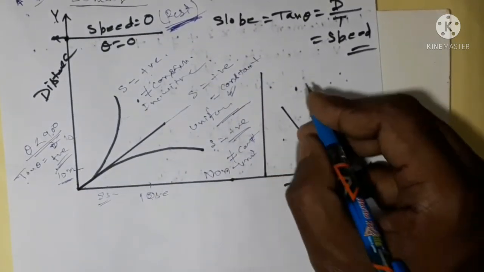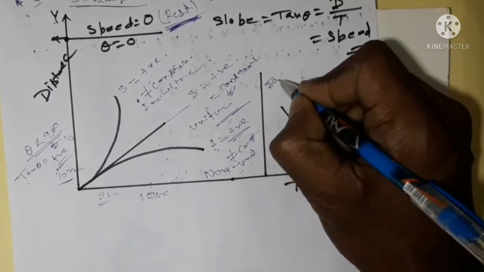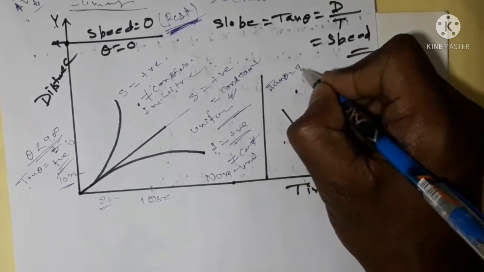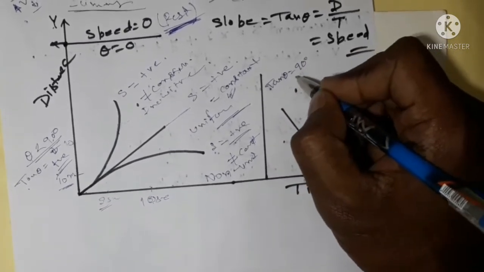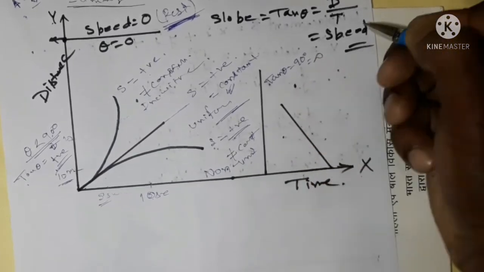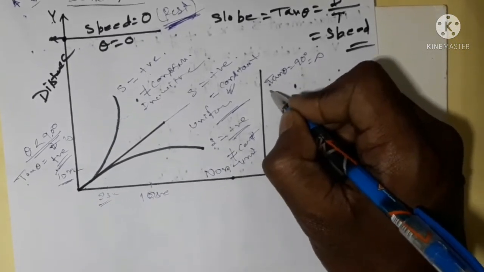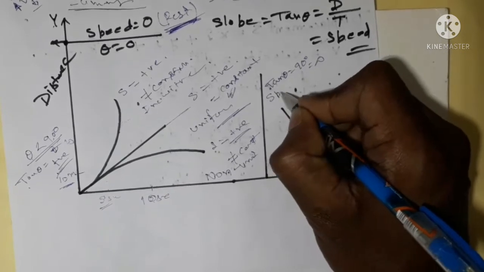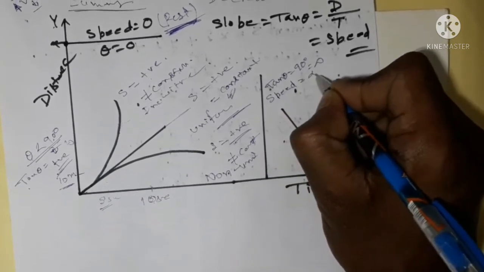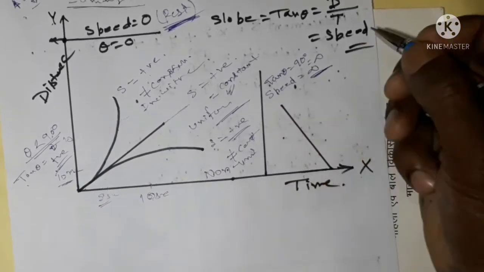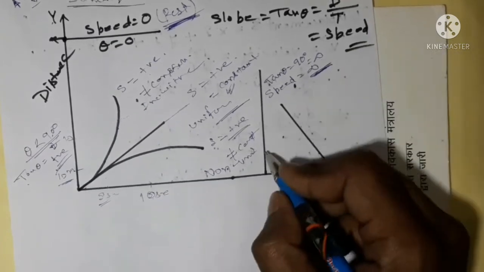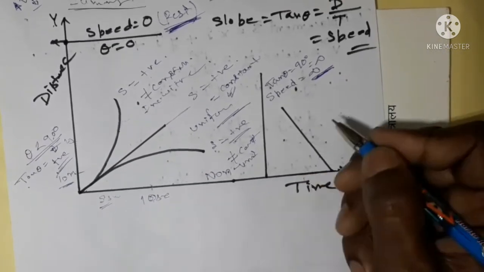Now here, theta is equal to 90 degrees and the value of tan 90 degrees is infinity. So as tan theta is the slope, it means speed is equal to infinity, which is not possible. Speed is never infinity, so this type of graph is not possible.